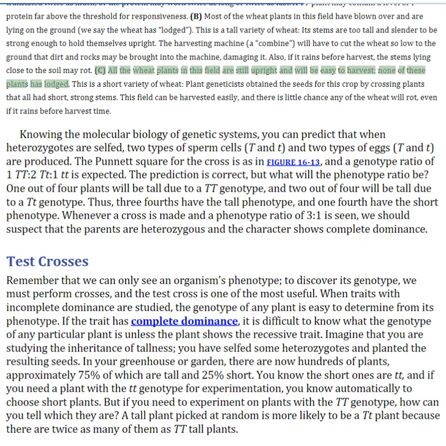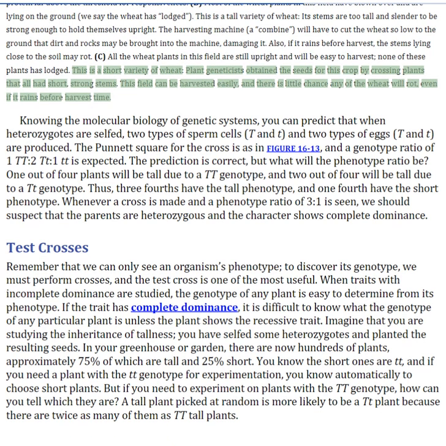All the wheat plants in this field are still upright and will be easy to harvest. None of these plants has lodged. This is a short variety of wheat. Plant geneticists obtained the seeds for this crop by crossing plants that all had short, strong stems. This field can be harvested easily, and there is little chance any of the wheat will rot, even if it rains before harvest time.